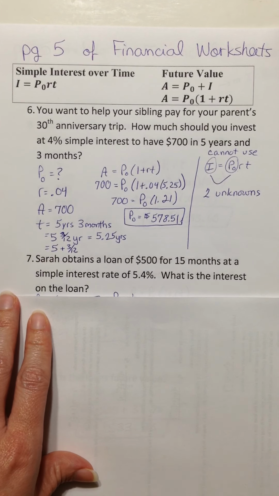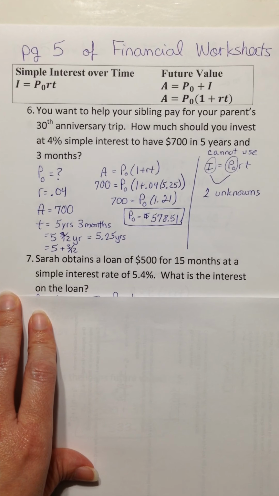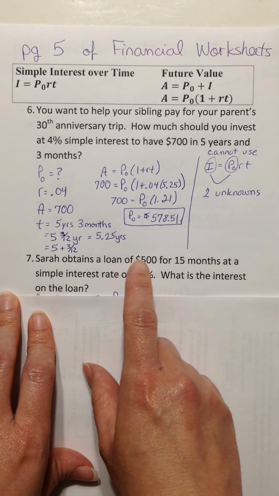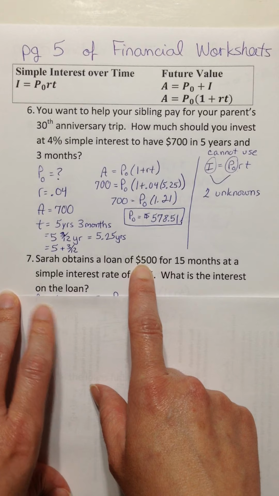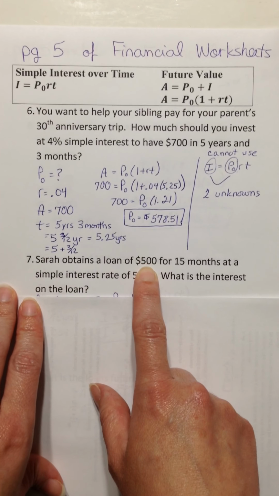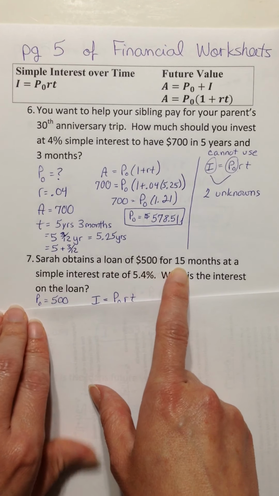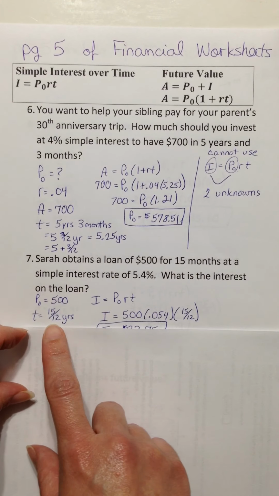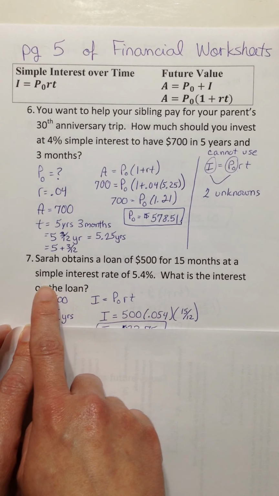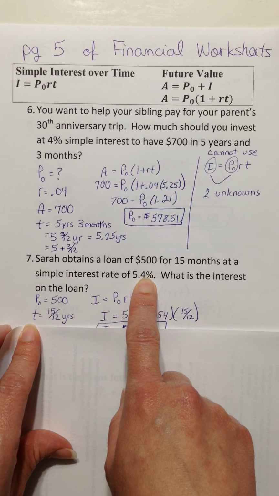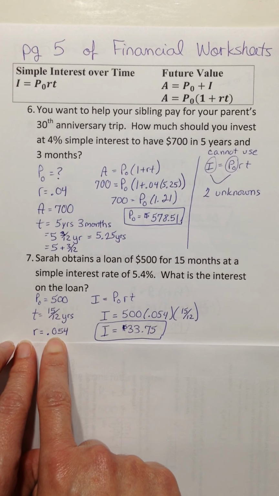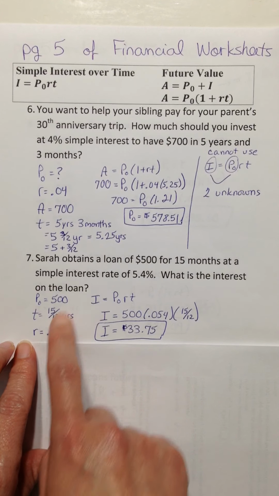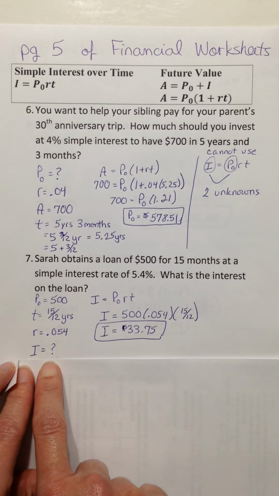Okay, number 7. Sarah obtains a loan of $500 for 15 months at a simple interest rate of 5.4%. What is the interest on the loan? So the 500 is when she obtains the loan. That's the beginning amount, so that's the P0. For 15 months, that has to be converted to years. The rate is 5.4%, so you would have 0.054. What is the interest? So you're looking for the I.